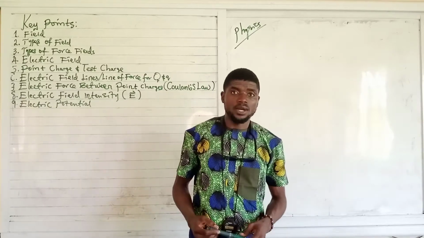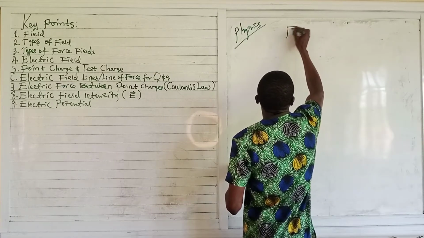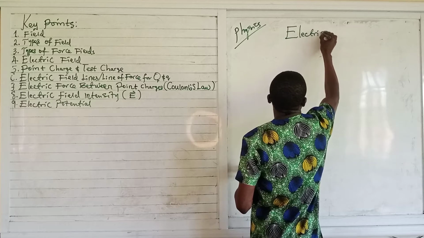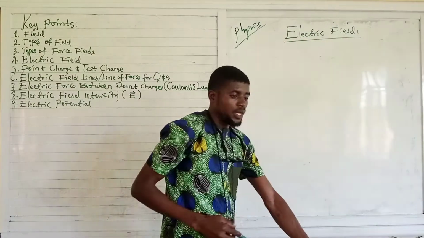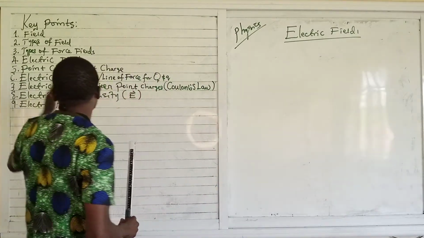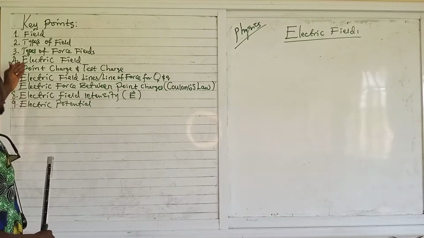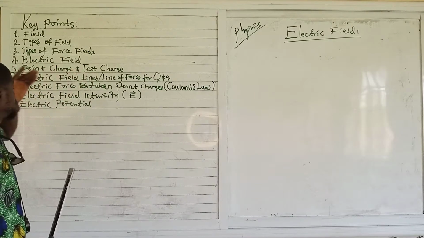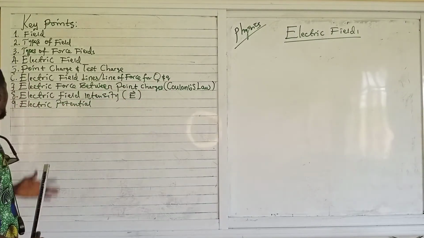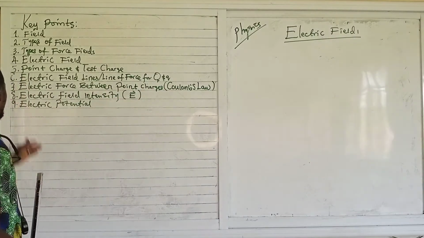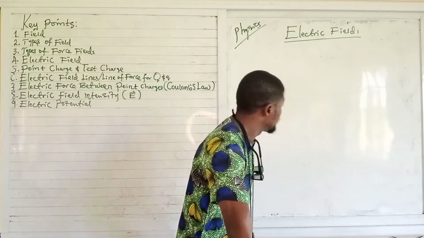In today's video, we want to look at a brand new topic, Electric Field 1. And so we want to look at the following items. We want to know what a field is, types of field, types of force fields, electric field, point charge and a test charge, what they all mean. Electric field lines or lines of force for a point charge and a test charge. Electric force between point charges, that is Coulomb's Law. Electric field intensity, and then electric potential. So let's begin without wasting much time.